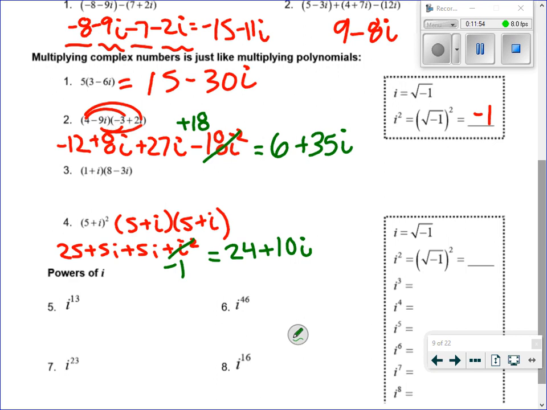Try number 3 on your own while I keep checking some homework. Okay, so let's bring it back together. Who wants to help us out with number 3? What did you find the answer to be in number 3? What was that, Kelly? 11 minus 5i. Does that work for everybody? No. Plus? Yeah. Do we want to go through it?